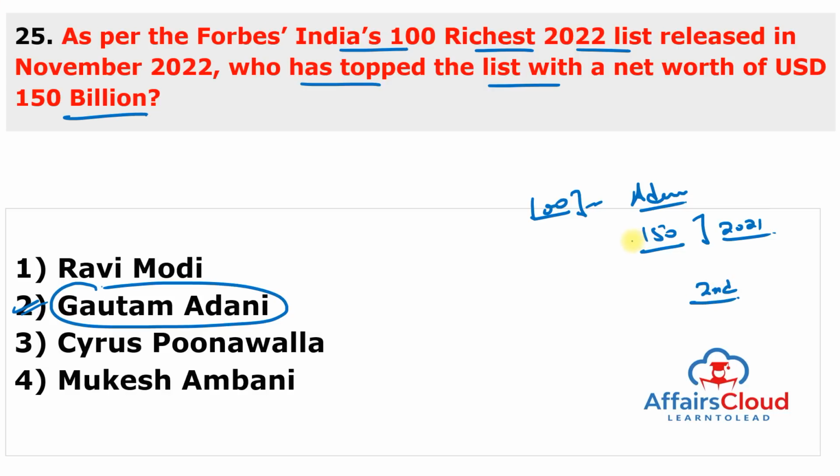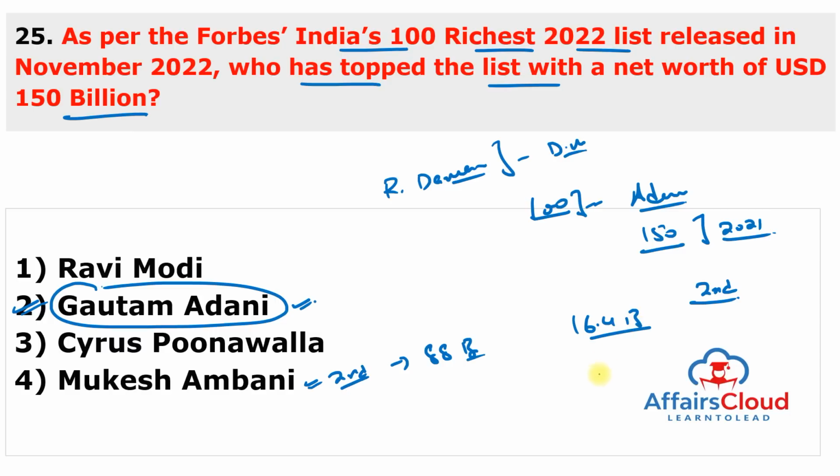The top 3 persons under this list are, first Gautam Adani, second Mukesh Ambani with a total net worth of $88 billion, and third rank goes to Radhakishan Damani ji, the owner of D-Mart. And according to the list, with a net worth of $16.4 billion, Savitri Jindal, the chairperson of OP Jindal Group, becomes India's richest woman. India's richest woman is Savitri Jindal, according to this list.